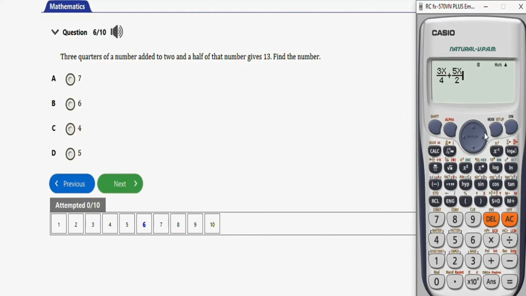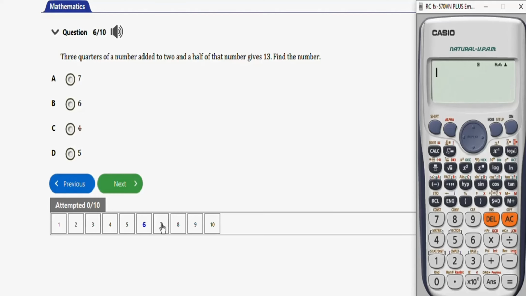Equal gives 13, that's equals 13, using alpha and calc. So let's get the number now. To get it, press shift calc, assign x to be 0, and when you get here, press equal to. So the number is 4, option C. That's it for this question.